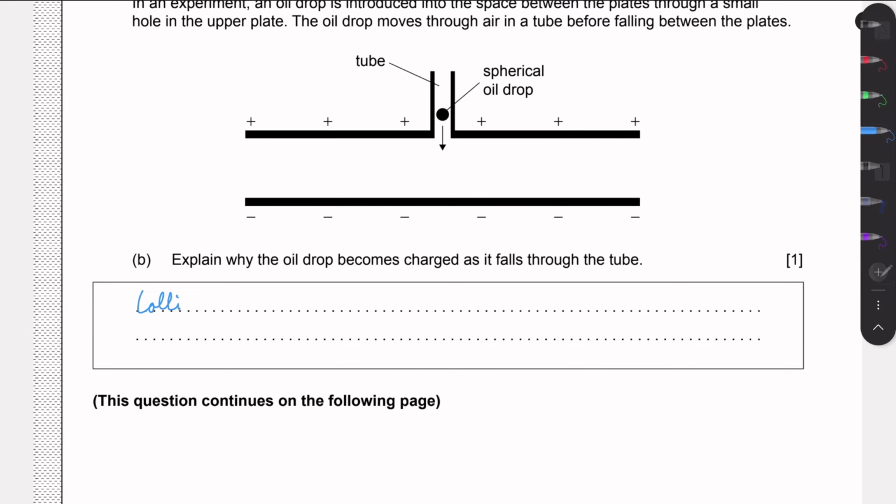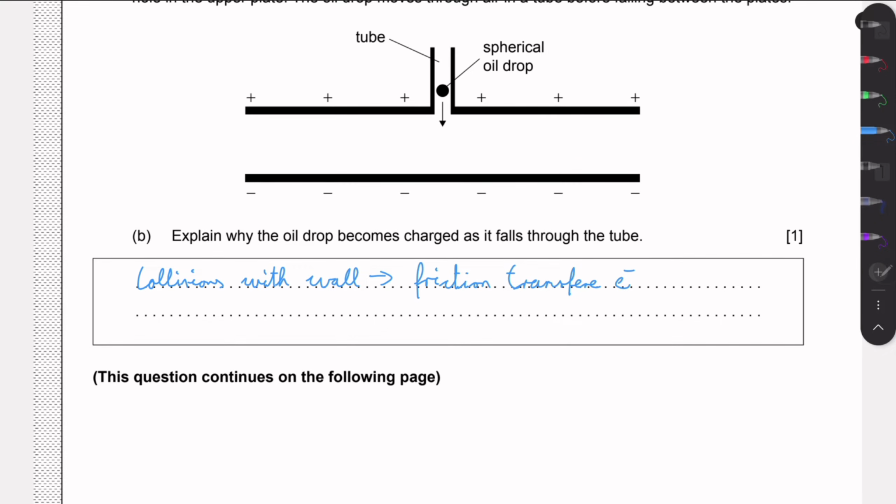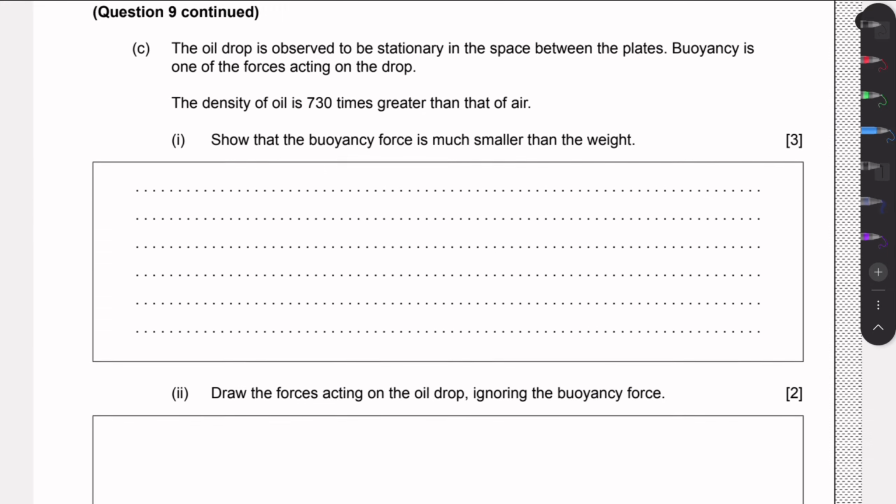So collisions with the wall, and so friction transfers electrons. And then we can note that this transfer happens both ways. So it's not like the electrons only go from the tube to the oil drop. If the oil drop has more electrons, then the charge will go from the drop to the walls. It happens both ways, but this is how it can become charged.